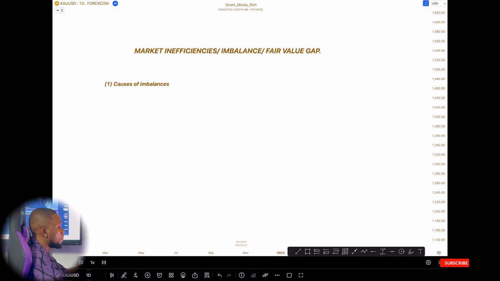Now, let's talk about the causes of imbalance. The major cause of imbalance, right, is simply due to the aggressive buying and selling that occurs in the market at some point. Now, let's use an example of news, right? Mostly these things happen during news releases. That's the time you see huge imbalances being created in the market.